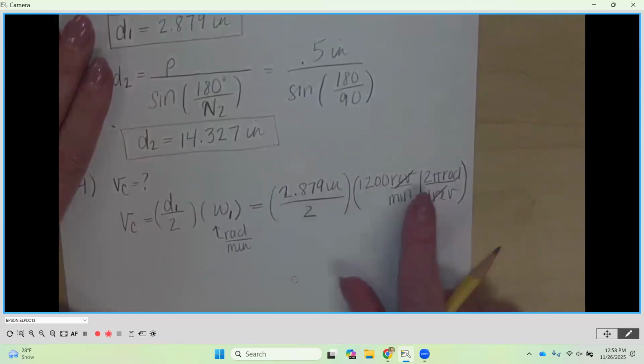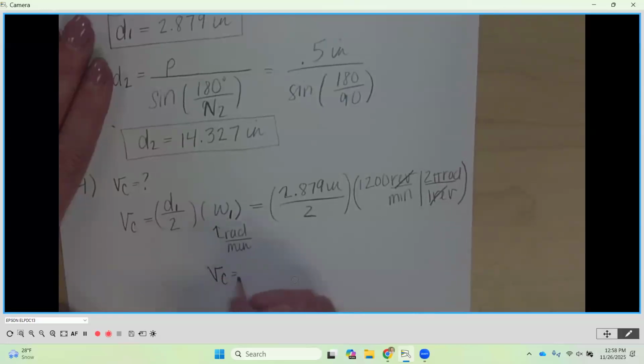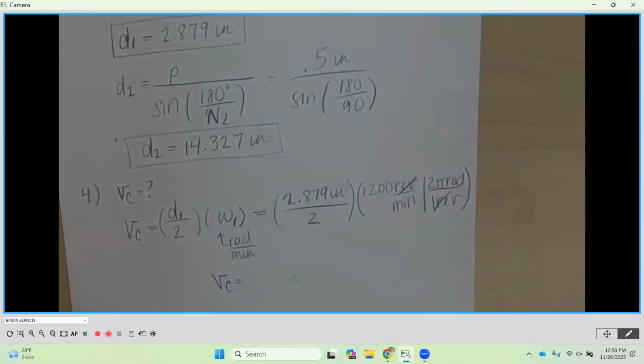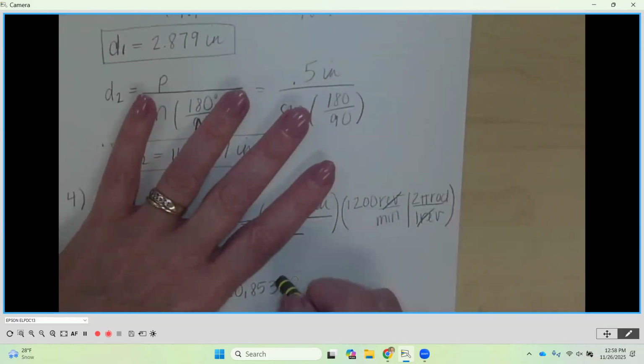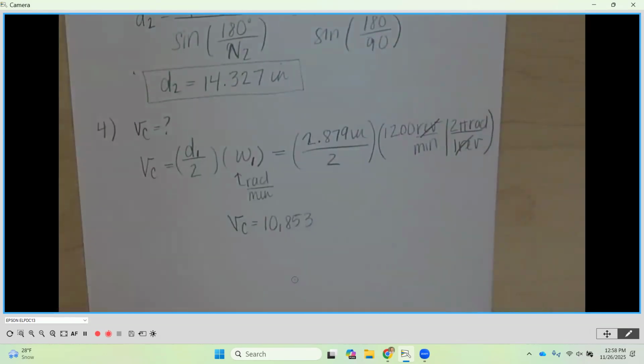Multiplying across the top and dividing by the bottom, our VC, you get 10,853. I'm just going to leave it at that because it's a pretty big number. Now, the book, oh wait, 1,200, 2 pi radians. What did I get?